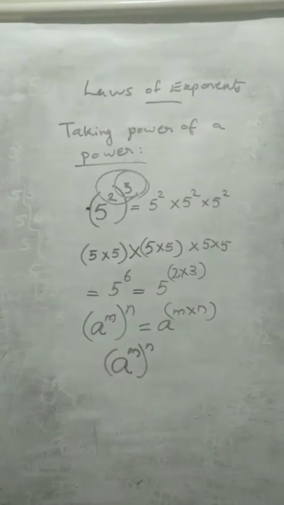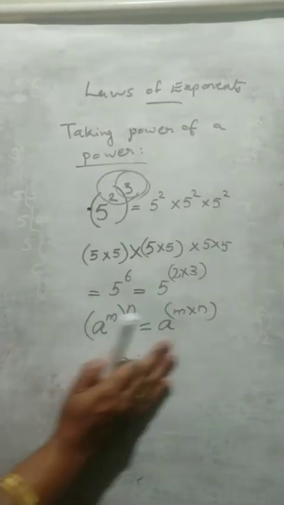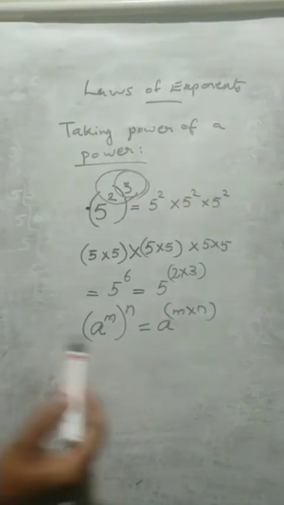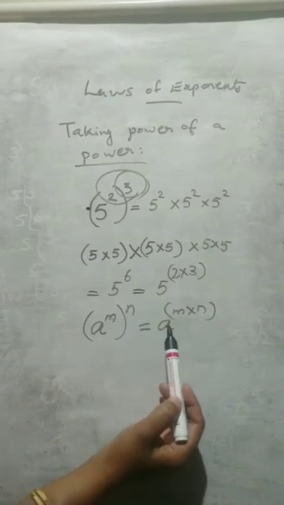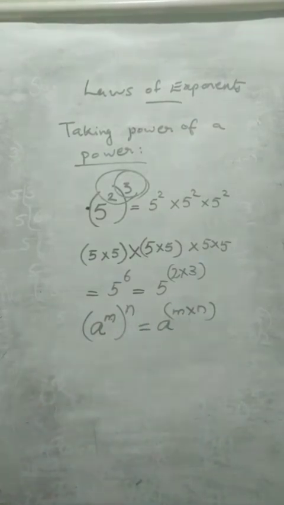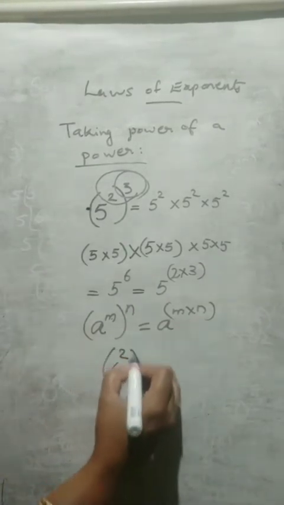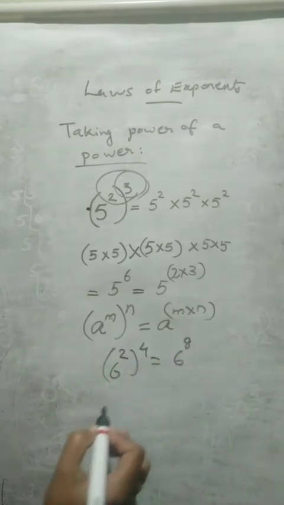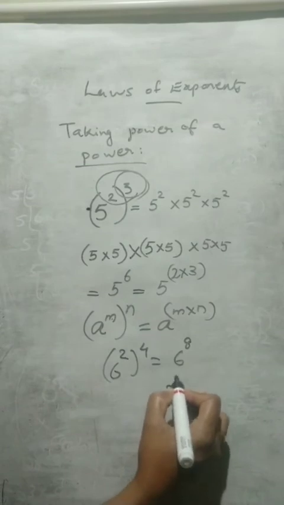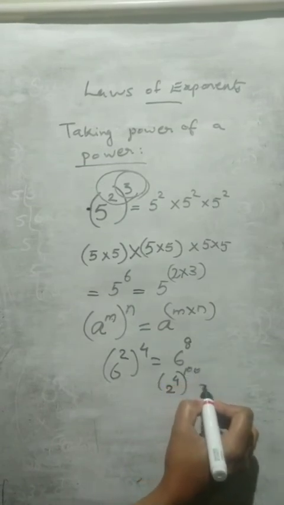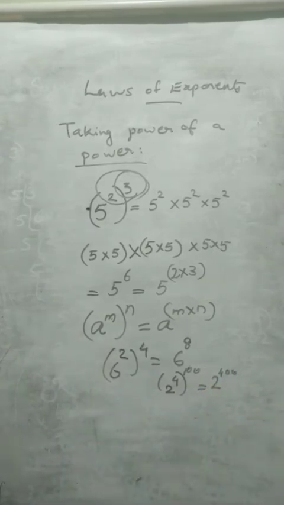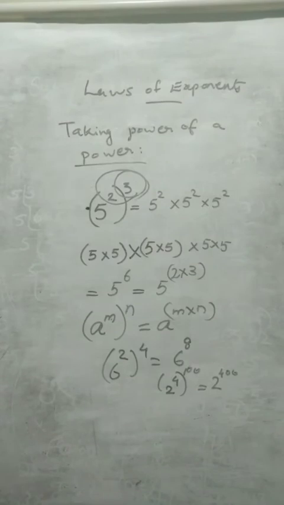So this one: a raised to m the whole raised to n is equal to a raised to m times n. Here 6 raised to 2 the whole raised to 4 is equal to 6 raised to 2 times 4, that is 8. Then 2 raised to 4 the whole raised to 100 is equal to 2 raised to 4 times 100, that is 400. Only multiply the powers.